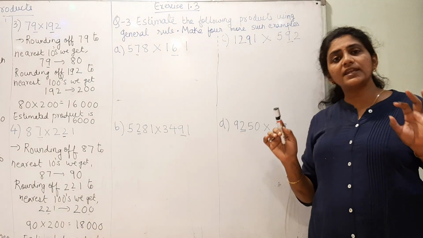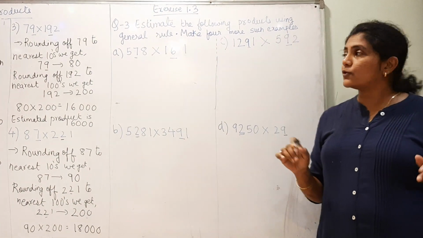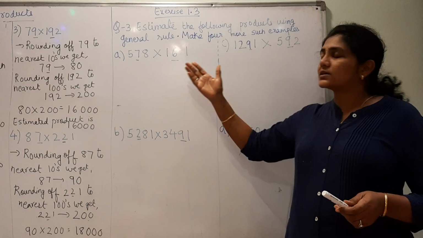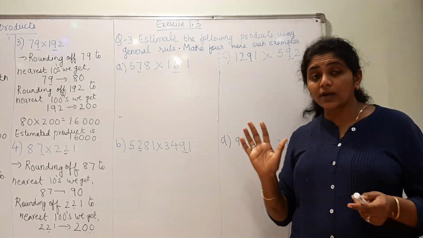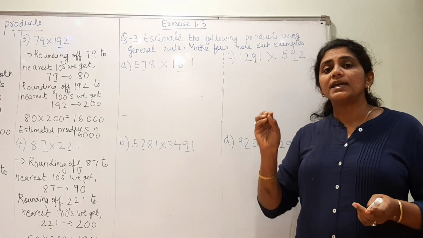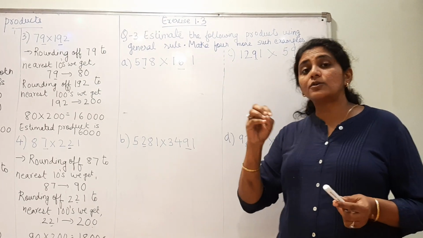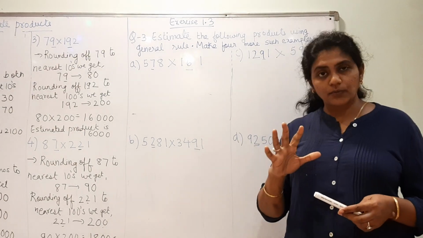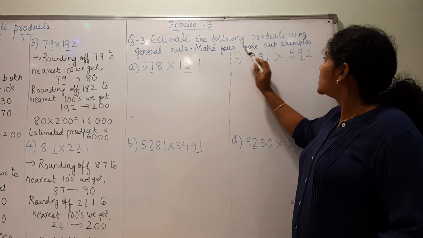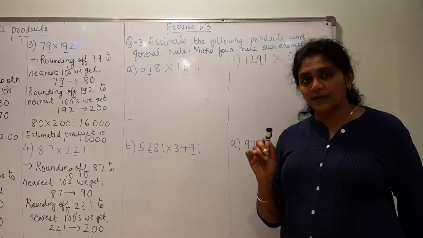General rule means any rule you can apply. If you want to round it off by hundreds, you can do it. Rounding off by 1000, you can do it. Estimation should be easy. Your operation should be easy. Round off that way. Make 4 more such examples.